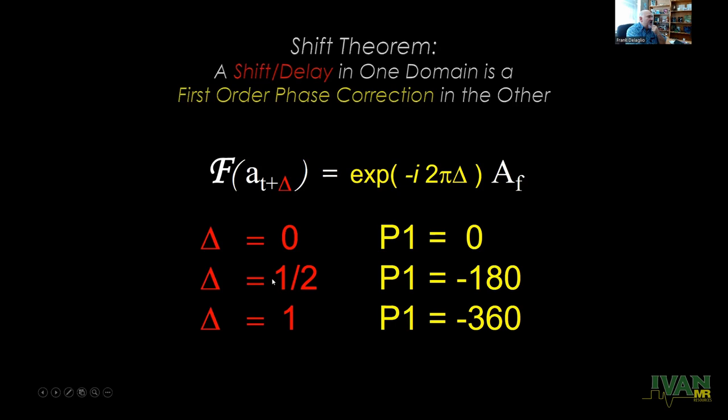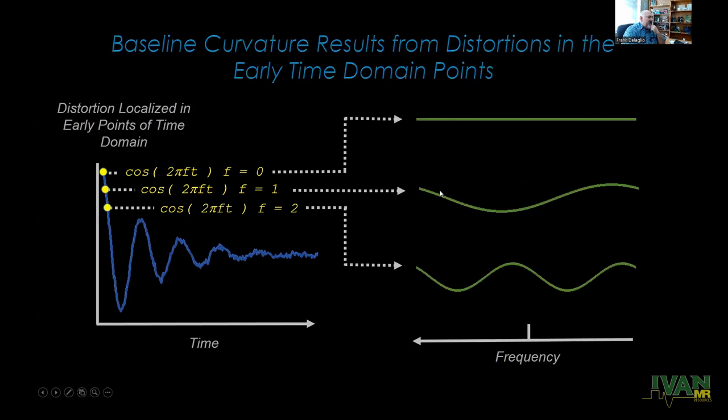When this delay is half a point, it means the first order phase correction is minus 180 because it's half of 2 pi. And if this delay is an entire point, it means the first order phase correction is 360, 2 pi. Okay. Now, as we discussed, the first point in the time domain data is equal to a zero frequency signal, a flat line in the corresponding spectrum. And the second point in the time domain data corresponds to adding a cosine wave of one cycle to the corresponding spectrum.